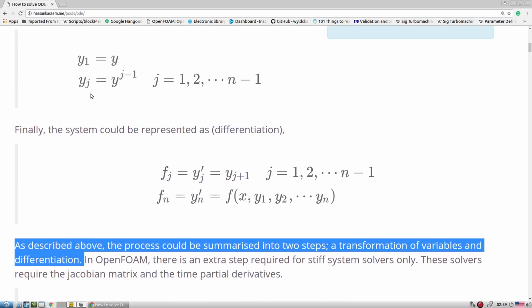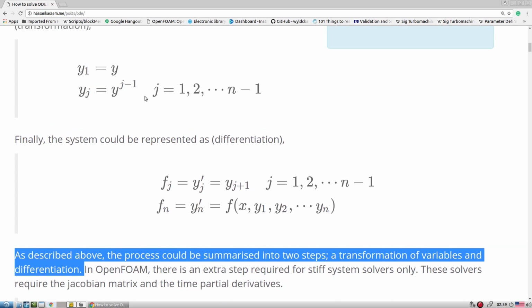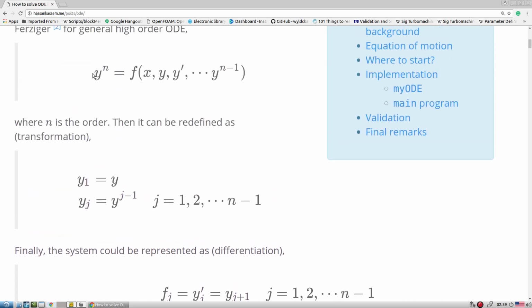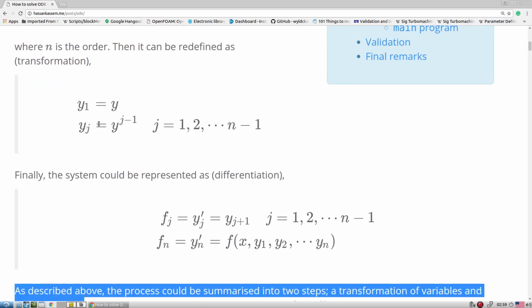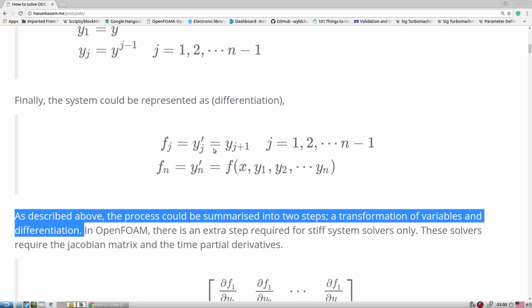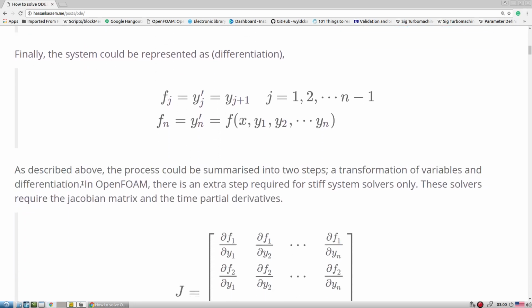So we first define one variable, y equal to y1. Let's say y2, if you want, then one is y1 equal to y, and another is y2 equal to y1. So that way we can define the process. An extra step is needed in OpenFOAM in something like this way.